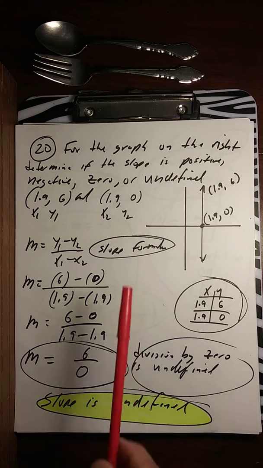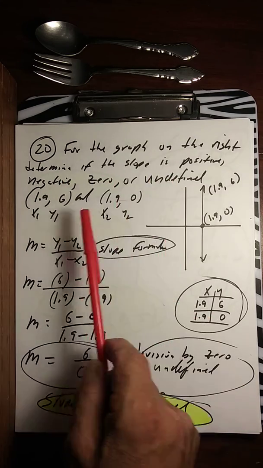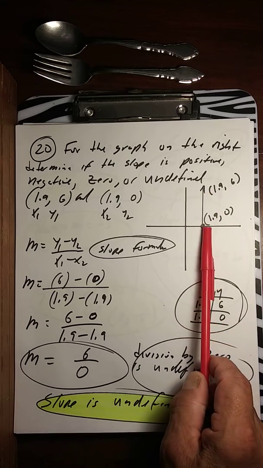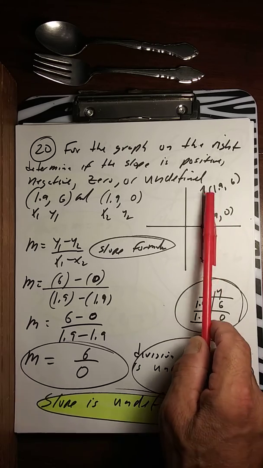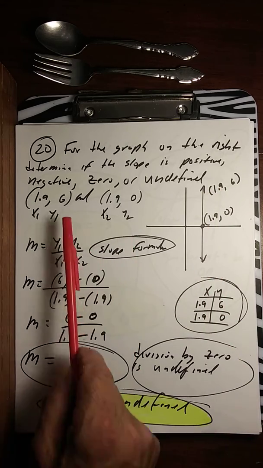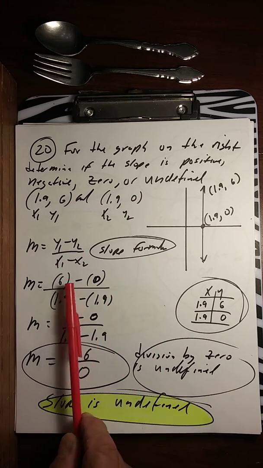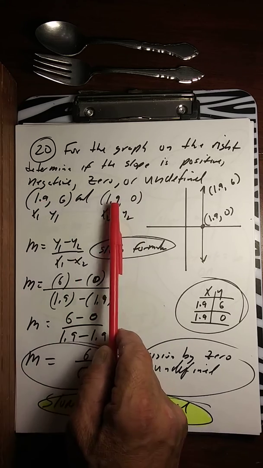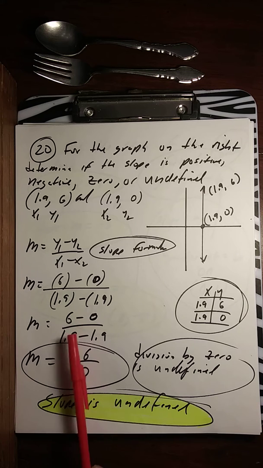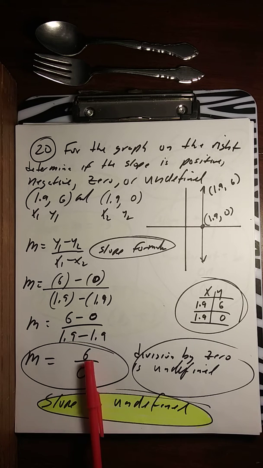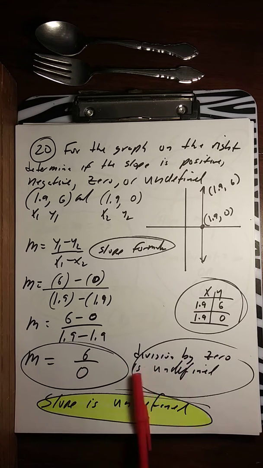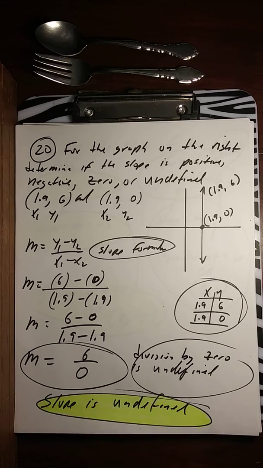For the graph on the right, determine if the slope is positive, negative, 0, or undefined. So here are the numbers. Put the numbers in here: y1, y2, x1, x2. So we have 6 minus 0 over 1.9 minus 1.9, which is 6 over 0. Division by 0 is undefined, so the slope is undefined.